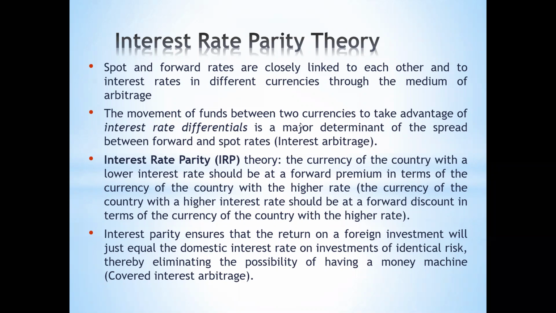What is happening? If a country has a high interest rate compared to the other country, then that country with the high interest rate should be at a forward discount, and the currency of the country with the low interest rate should be at a forward premium.